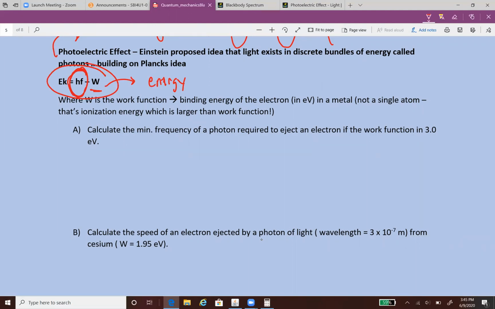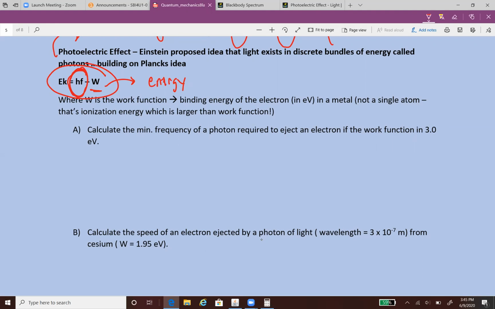Sorry, it's not the ionization energy because the electrons are freely moving. So I think it's different than that. So this is the energy required to get the electron off the metal. Okay. So obviously, if there's a difference in energy, then that energy would go into kinetic energy.